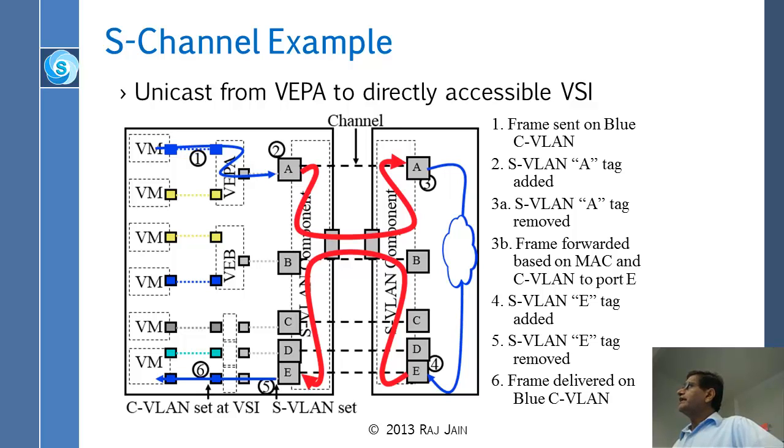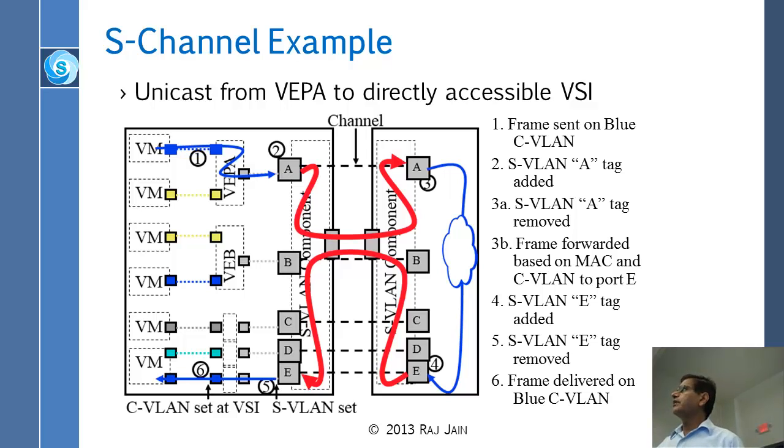There is a single VLAN here, a second VLAN is put here, and then the second VLAN is taken off here, a second VLAN is put here, and then the second VLAN is taken off there. Alright? So this is the S channel. There is an S channel between A and A, an S channel between B and B, an S channel between C and C, D and D, and E and E. So there are 1, 2, 3, 4, 5 S channels.